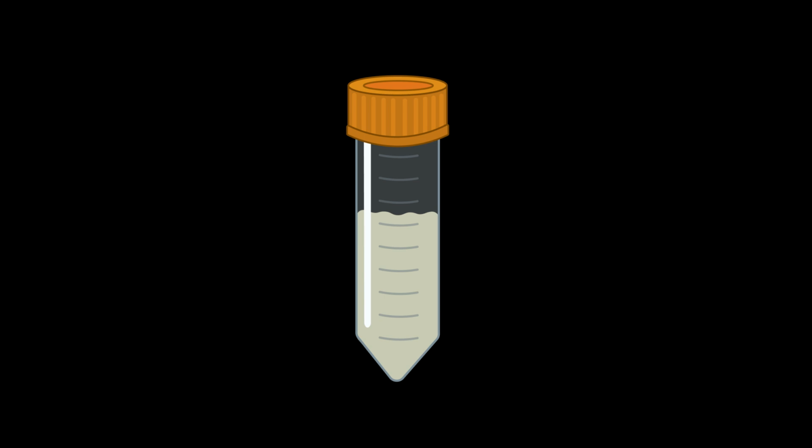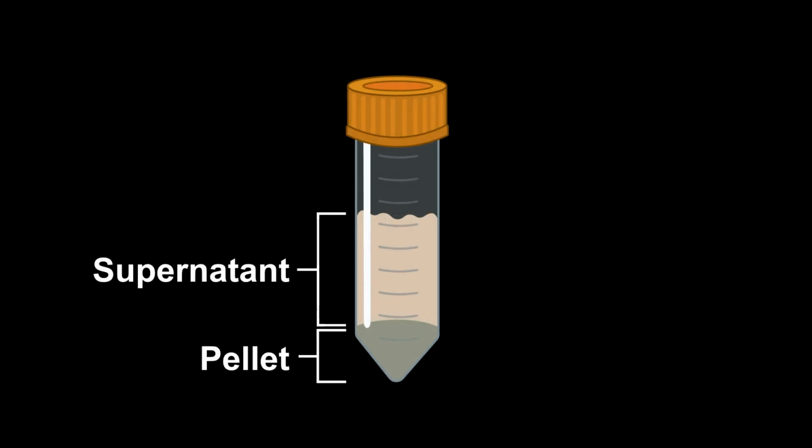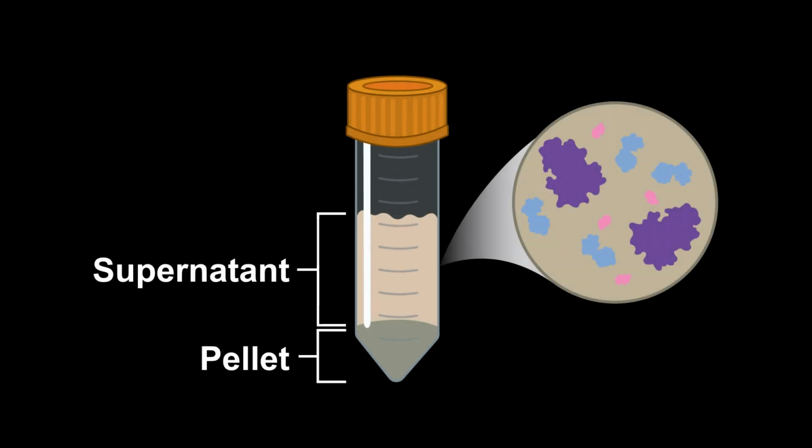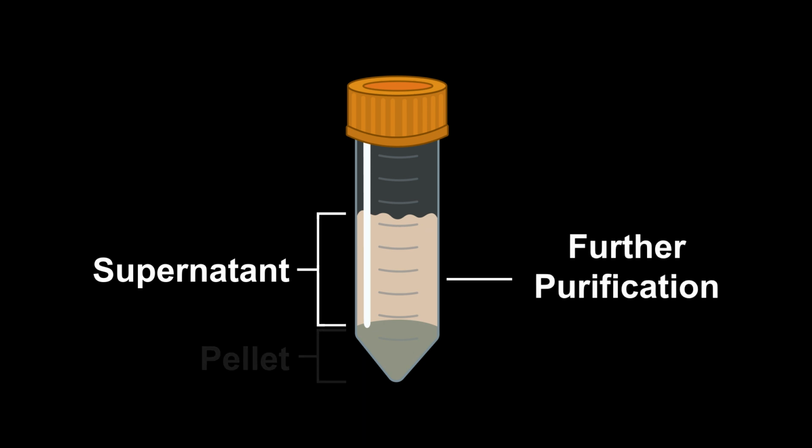Centrifugation is often used to separate these components based on size and density, with soluble proteins typically remaining in the supernatant, while the insoluble components, like cell debris and other proteins, form a pellet at the bottom. After this step, the supernatant is kept for further purification while the insoluble pellet is discarded.